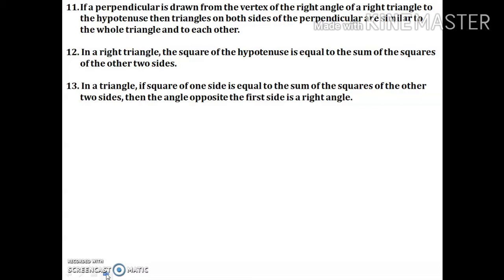The 13th and last point in this chapter which you have learned is, in a triangle, if the square of one side is equal to the sum of the squares of the other 2 sides, then the angle opposite to the first side is a right angle. Students, this is the converse of Pythagoras theorem. This is the theorem which I told you that you don't have to learn the proof of. Is that clear to you? The theorem and the problems are still there, but the proof is deleted.